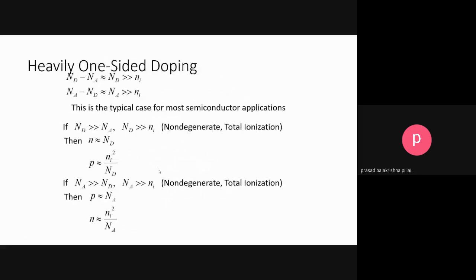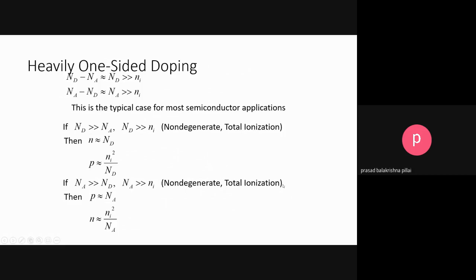If it is heavily doped, this kind of equation is used. This is what we were discussing. You can see that n is equal to Nd, p is equal to ni squared by Nd, and for acceptor concentration much higher than Nd, and much higher than ni. But we are assuming two things here. One is that it is non-degenerate. Second is that all impurities are ionized.